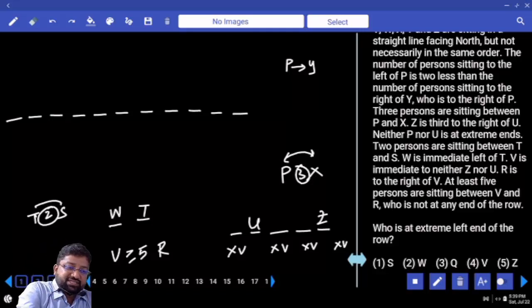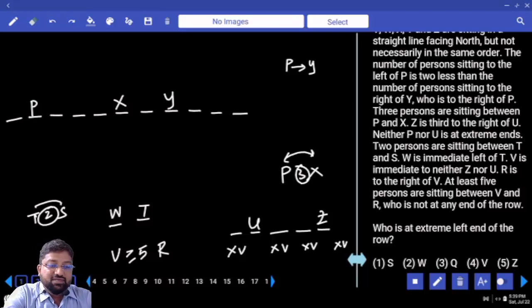So P is not sitting at the extreme ends. Can this be P? If this is P, this has to be Y. 3 persons between P and X, only one possibility. U and Z, and U is not sitting in the corner. What are the possibilities for U? Where should I go for U? Can I go for U here? Then this is V. Sorry, that is Z. Next.